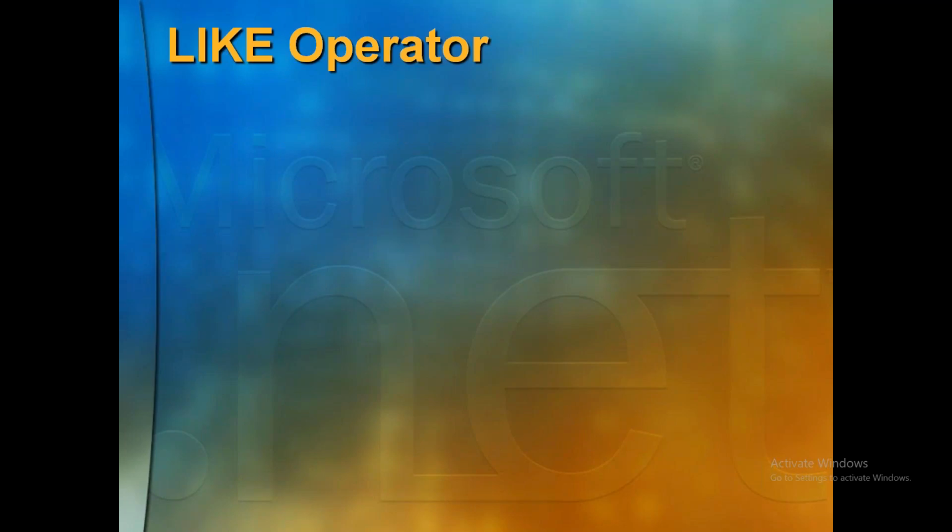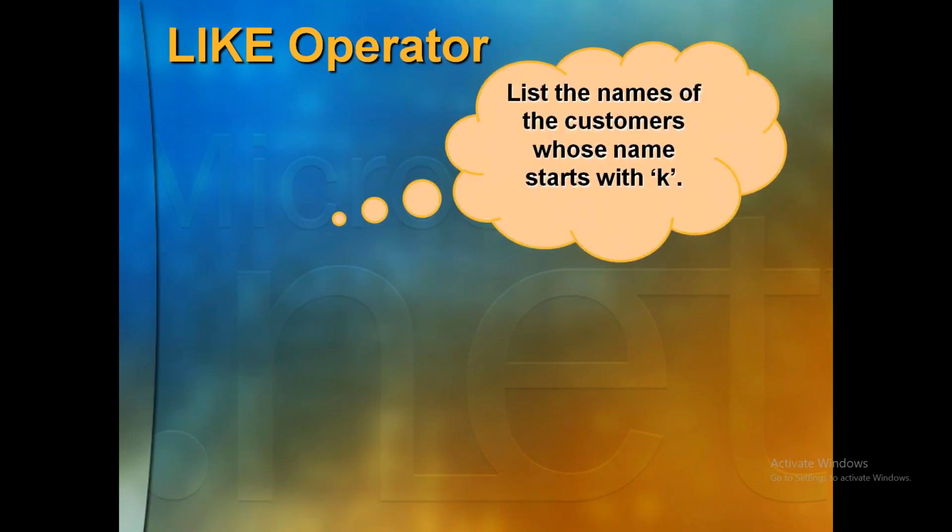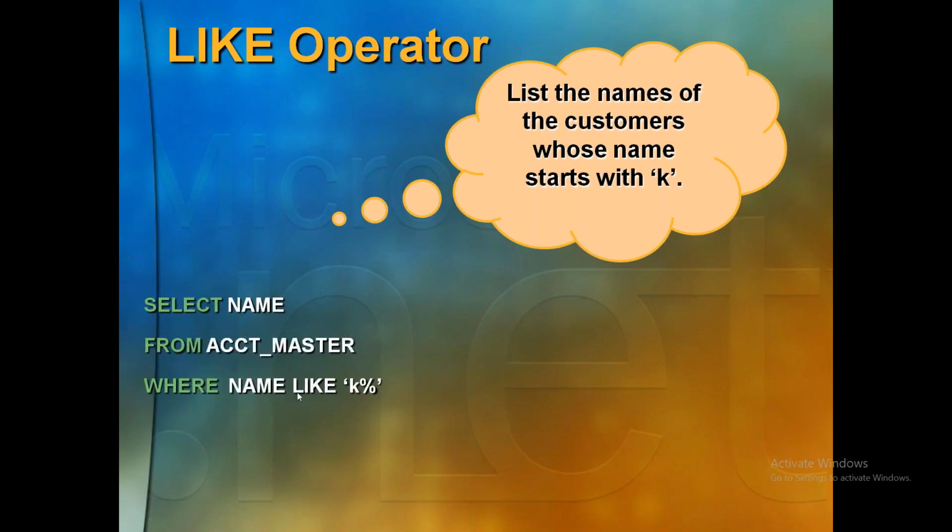Now, the LIKE operator. I wanted to get the names of the customers whose name starts with K. So I use a LIKE operator, which is called a wildcard operator. SELECT name FROM account_master WHERE name LIKE 'K%'. What is the meaning? The first letter should be K, and the remaining letters can be anything. The percent sign means that.